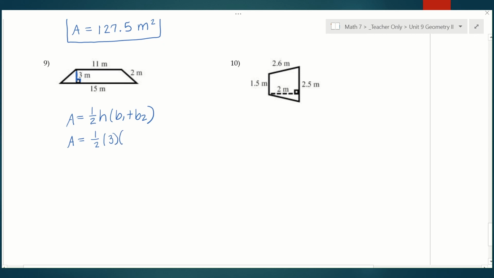And then my bases are the sides that are parallel. So I see one base is 11 and one base is 15. So that 2 that you see is not used. That is not needed for our area formula. All right, so following order of operations, I'm going to do what's in the parentheses first. 11 plus 15 is 26, and then I can go through and I can multiply 1/2 times 3 times 26. And again, if I was doing this in my head, I would say, okay, 1/2 of 26 is 13, and 13 times 3 is 39 meters squared.